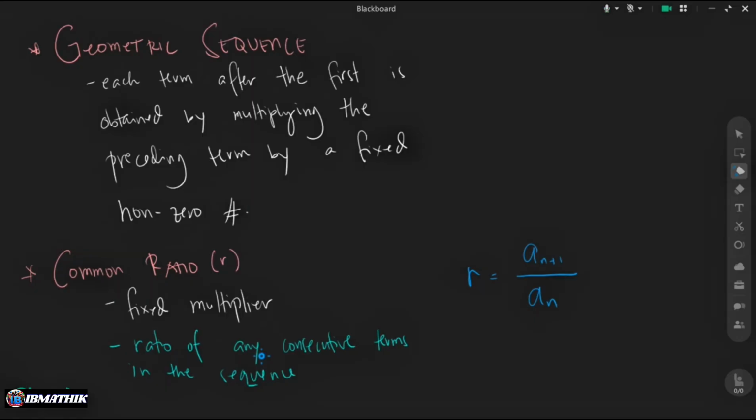It is called the common ratio because it is the ratio of any two consecutive terms in the sequence. Again, any two consecutive terms. So the formula in getting the ratio will be r is equal to the (n+1)th term all over the nth term.